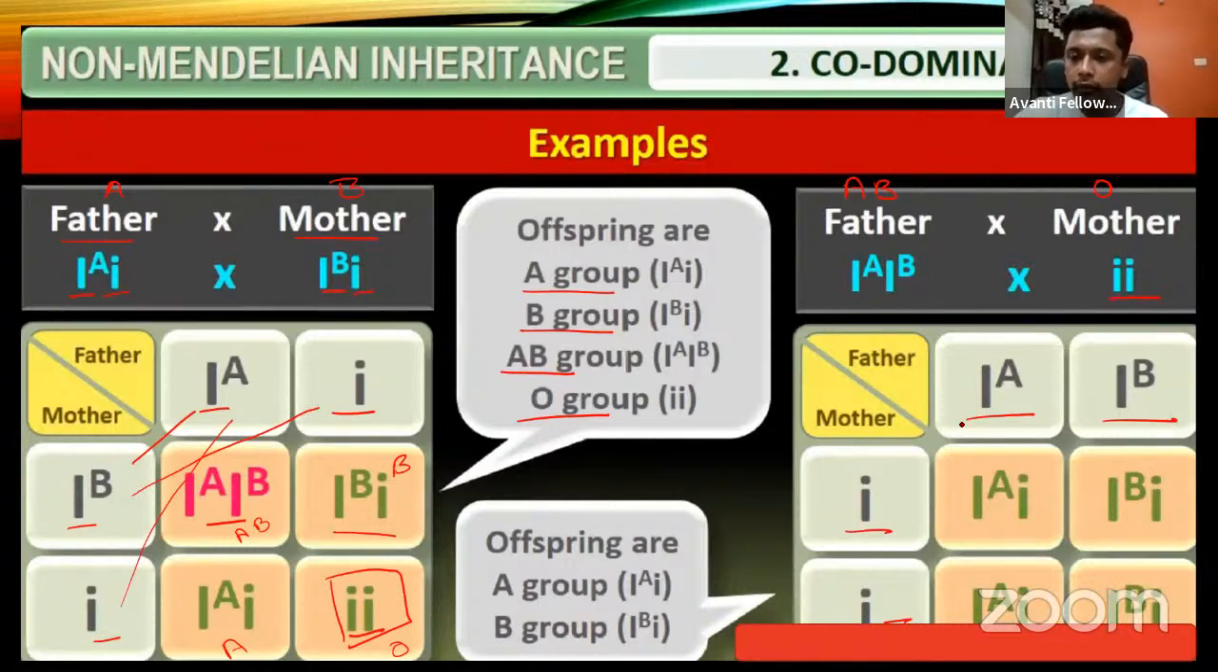When they mate, we will get IA and small i, which is A blood group, IB and small i, which is B blood group, again IA and small i, A blood group, and IB and small i, B blood group. What are our possible blood groups here? We will get only A blood group as well as B blood group. So did you understand codominance? Is it understood?